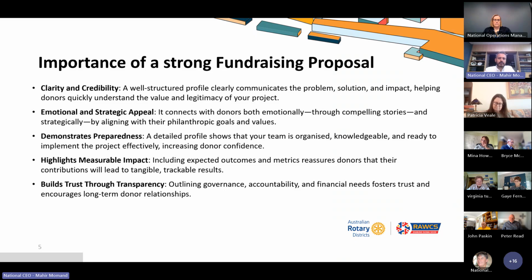Another aspect of a strong fundraising proposal is that it will build trust through transparency. And what that means is that when you clarify what type of governance structures you have in place to oversee your project, what type of accountability and financial records that you keep, that actually helps donors build trust in your project and also have a long-term relationship with you.